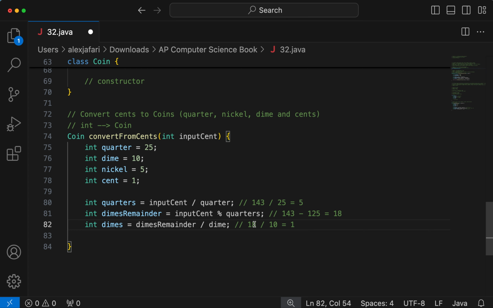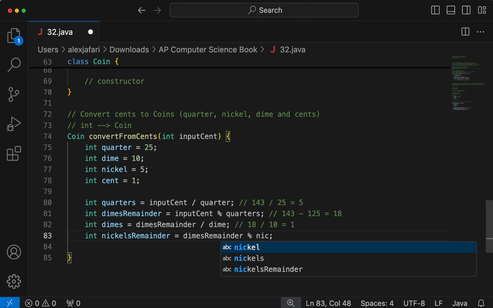Then we're going to calculate the remainder of that. So int nickels remainder. And it's going to be... well, actually, it's not going to be the input cents. It's going to be the dimes remainder modulo dimes. Right? Or nickels. Dimes or nickels? Dimes.